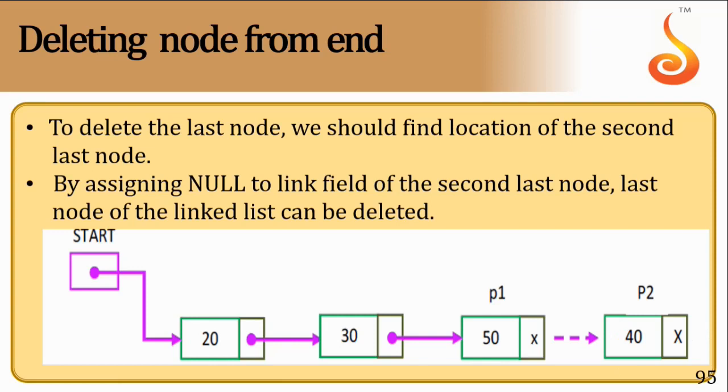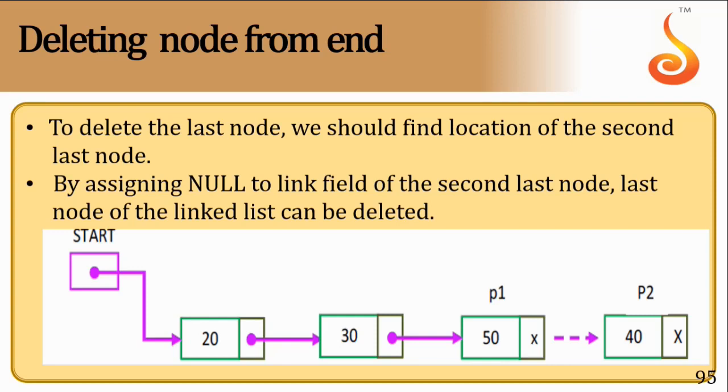So how do I get the second last node? You need 2 pointers here. One is the current pointer and the other is the previous pointer, P1 and P2. Those are the 2 pointers which will tell me which is the last node and which is the second last node. Just make the second last node's link part point to null. So automatically that becomes the last node, right?